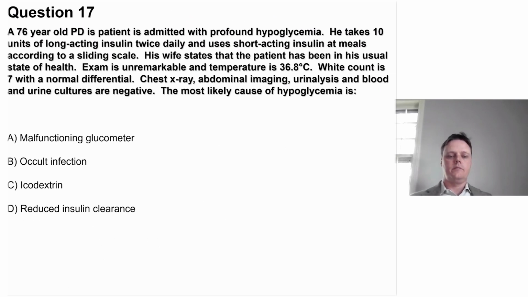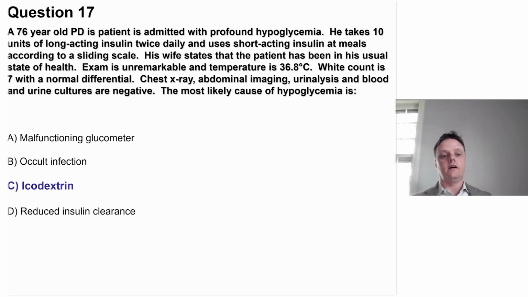A 76-year-old PD patient is admitted with profound hypoglycemia. He takes long-acting insulin twice daily and uses short-acting insulin with meals according to a sliding scale. His wife states that the patient has been in his usual state of health. The exam is unremarkable at a temperature of 38.6 degrees. White count is 7 with a normal differential. Chest X-ray, abdominal imaging, urinalysis, and blood and urine cultures are negative. The most likely cause of hypoglycemia is A, a malfunctioning glucometer, B, a PD infection, C, icodextrin, or D, reduced insulin clearance.